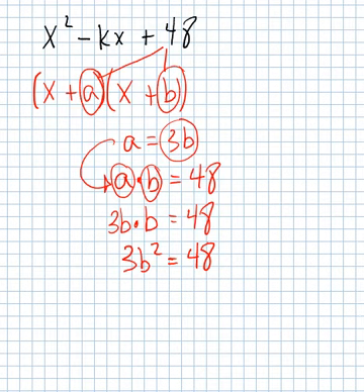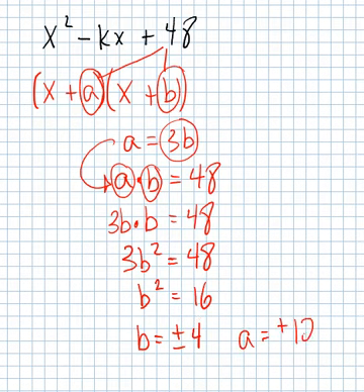Divide both sides by 3. B squared equals 16. In other words, b is equal to plus or minus 4. The square root of 16 is plus or minus 4. Well, if b is positive 4, then a is going to be positive 12. If b is negative 4, a will be negative 12. Okay, so my two numbers I'm looking for are 4 and 12, positive or negative 4, positive or negative 12.